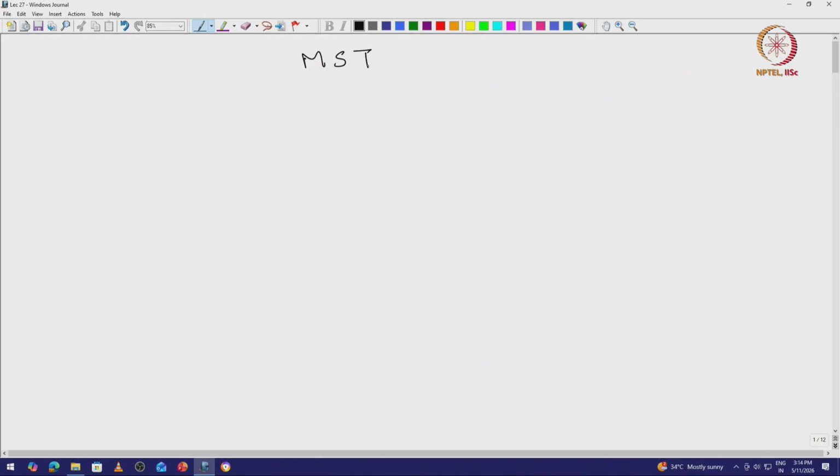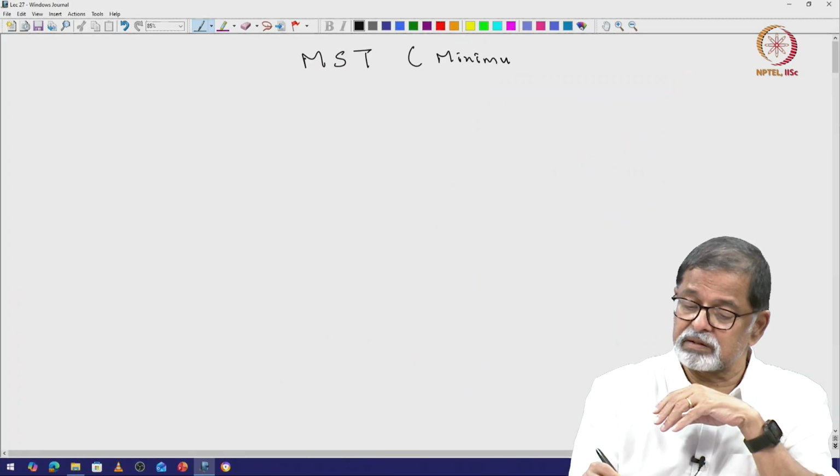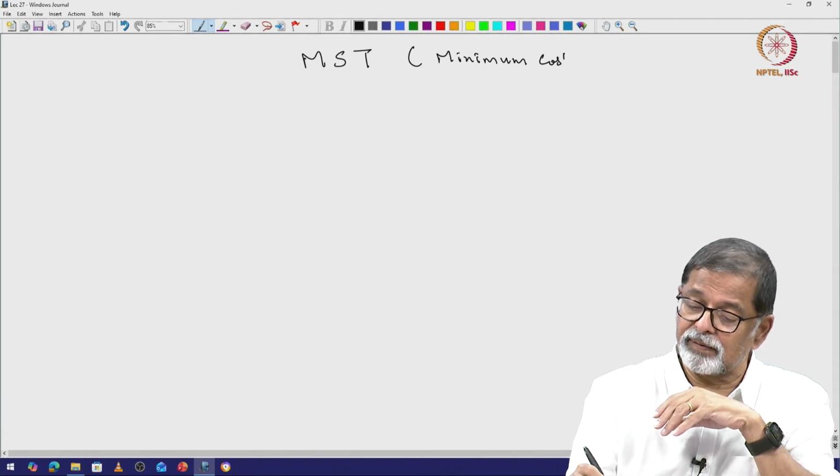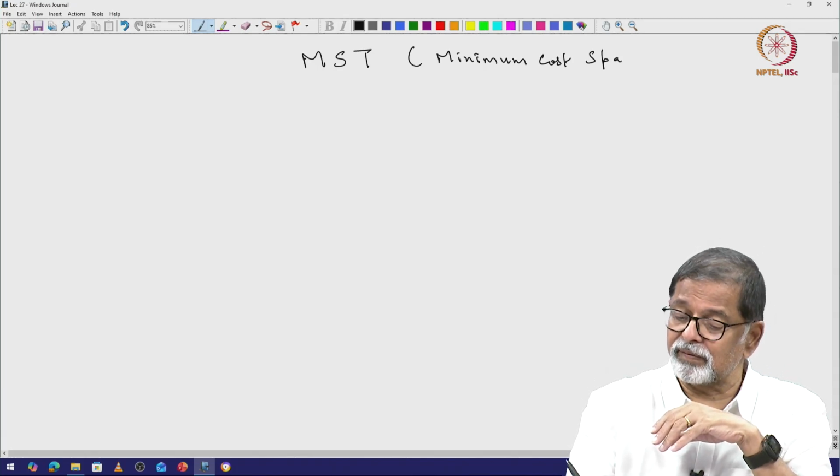Namaskara. We will continue our discussions on great algorithms that are designed based on greedy strategy. Now we will look at a graph algorithm. We will discuss minimum spanning tree or minimum cost spanning tree.